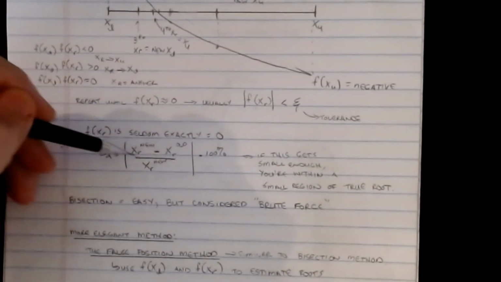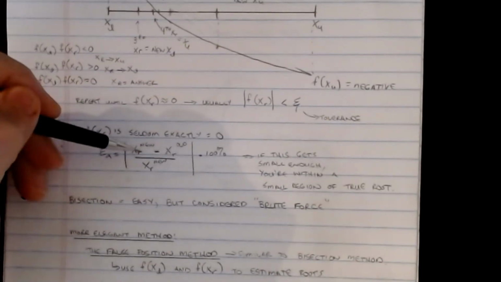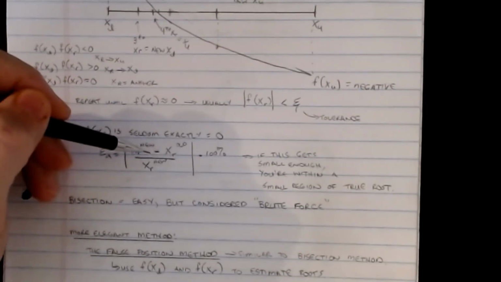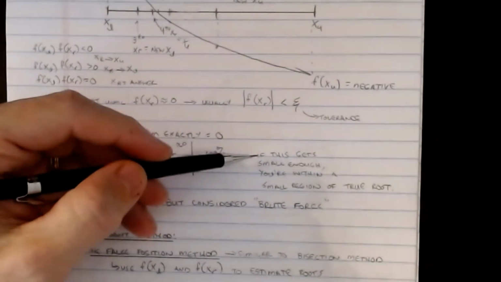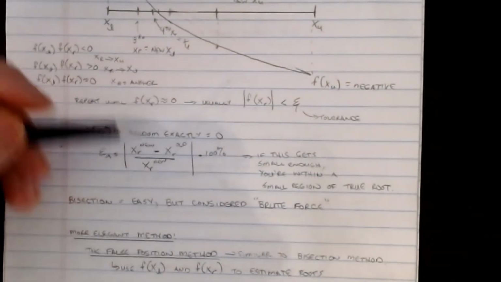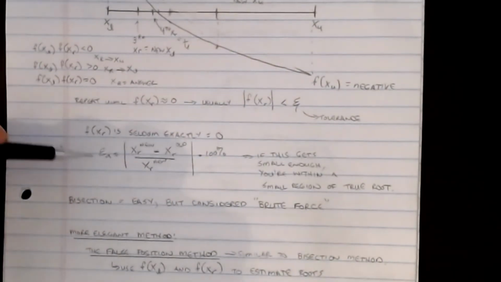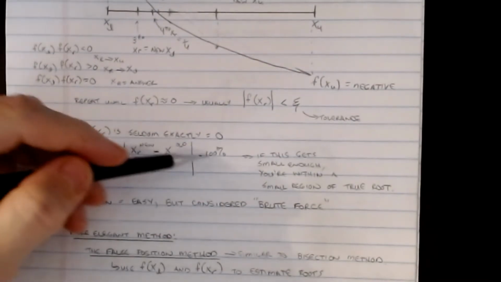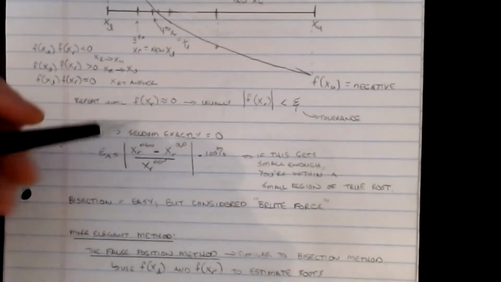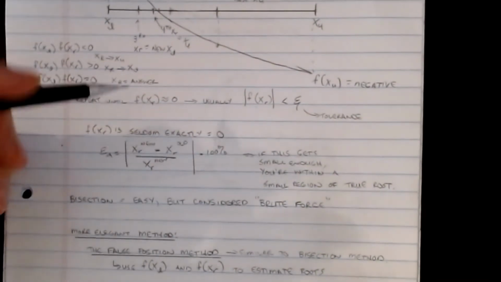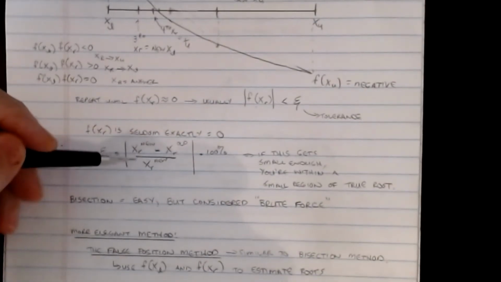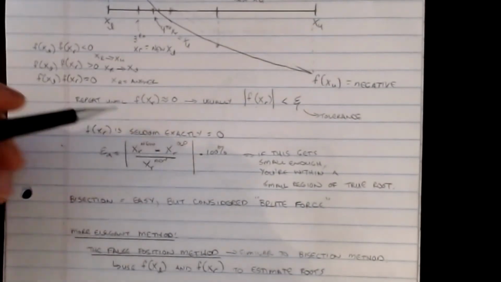When these two values are very close to having found the root, this difference becomes very, very small. Okay, so if this gets small enough, then you're within a small region of the true root, and that's where we can use our approximation error. This is the type of equation that you'll find in a computer algorithm or some sort of automated process that is used for root finding. You'll find an equation that looks like this a lot of the time.